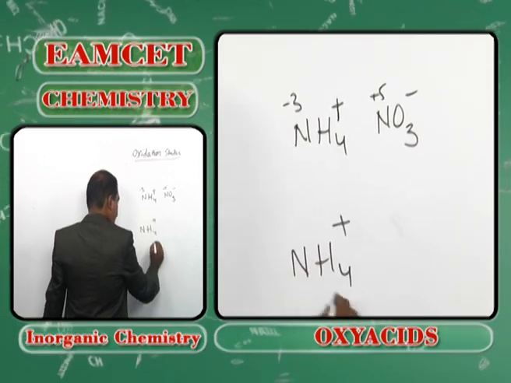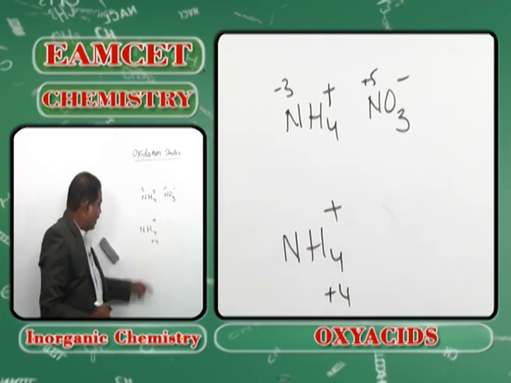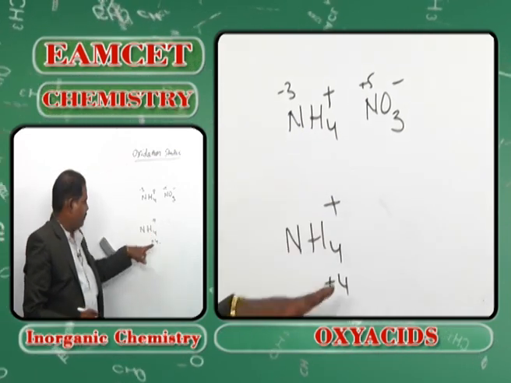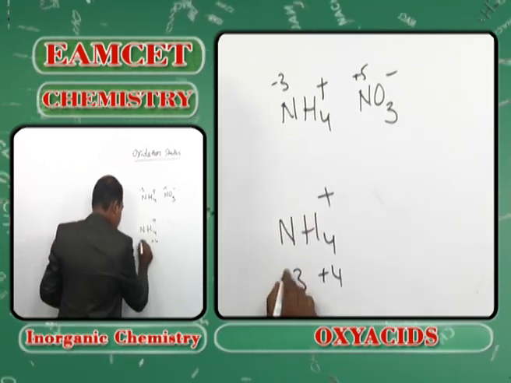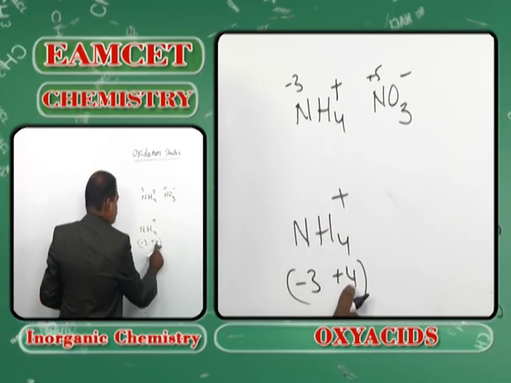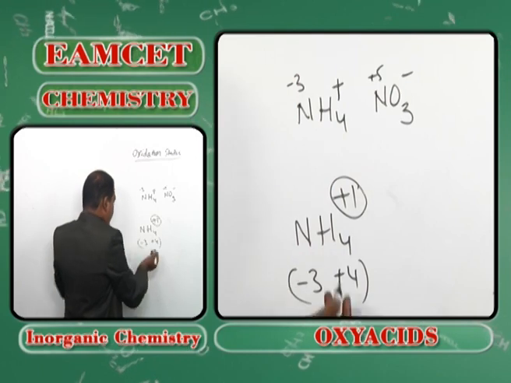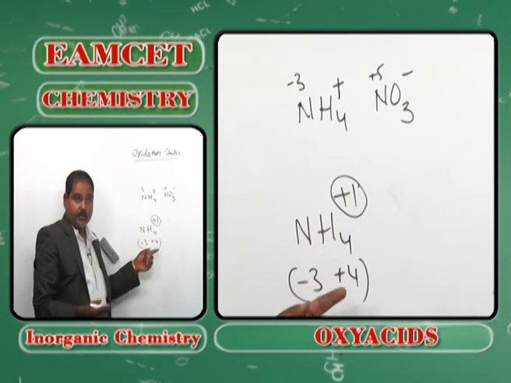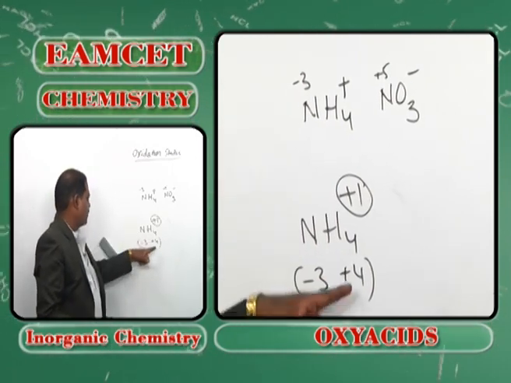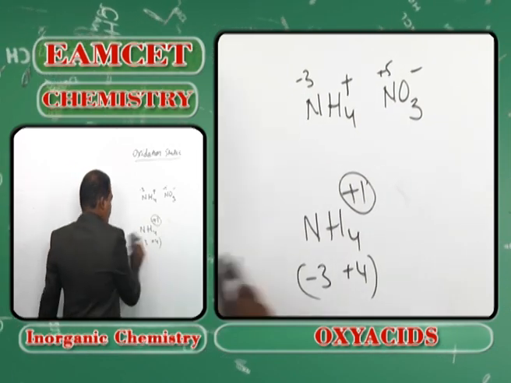NH4 plus, 4 hydrogens, +4. The net value should be +1, for which nitrogen should only be -3. You see, only -3 plus 4 will be +1. So to get +1 here, why have I written 4? 4 hydrogens. Hydrogen, I told, is always plus. +4, -3, +1. What about NO3 minus?